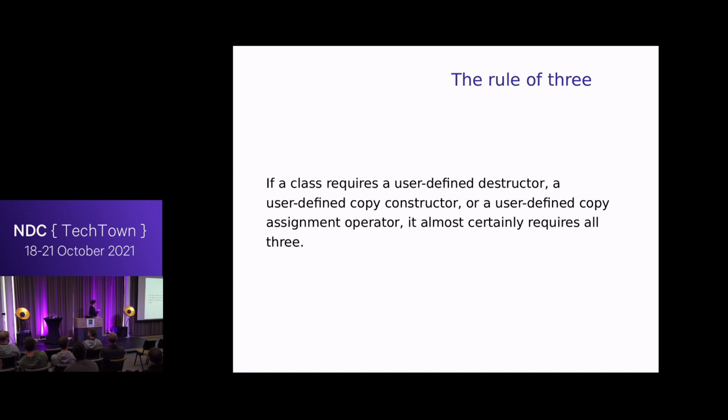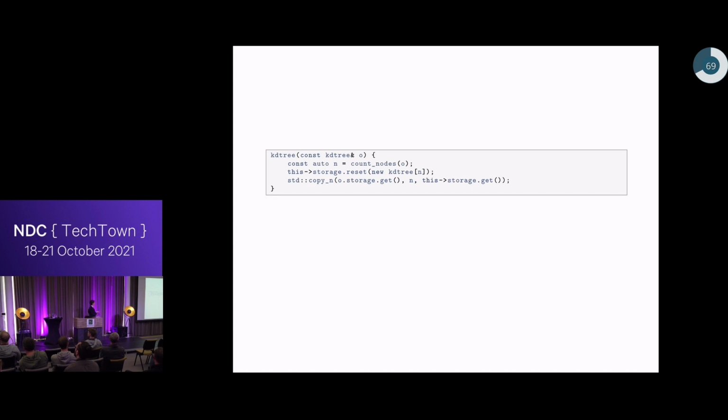And that brings us to the rule of 3. It states that if a class requires a user-defined destructor, user-defined copy constructor, or a user-defined copy assignment operator, it almost certainly requires all 3. Okay? Well, now we need our custom copy constructor. So we write one. It's pretty okay. You count the nodes. In the copy, you allocate a new array, that's the right size. And then you just copy the nodes.